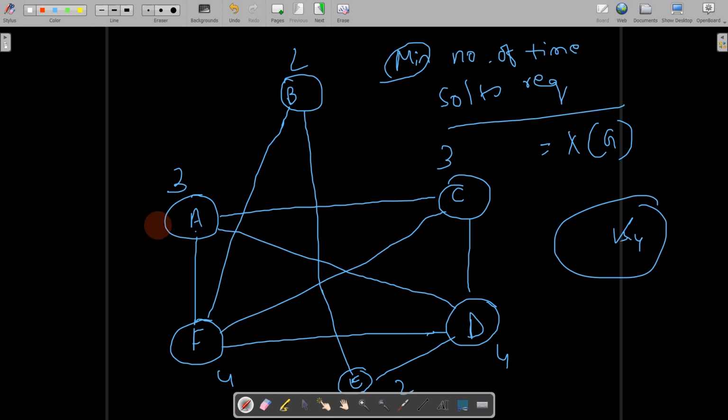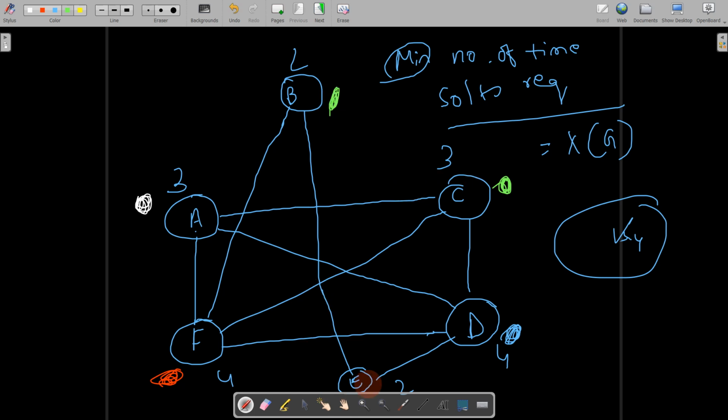Okay. So suppose A I color white, C I will have to color with a different color, right? And D I have to color with a different color. F also I have to color with a different color. Okay. And what about B? So B is adjacent to F and E, right? So I cannot color it red, but it is not adjacent to A or C. So I can give it the same time slot as A or C. So I will give it the green time slot with C.